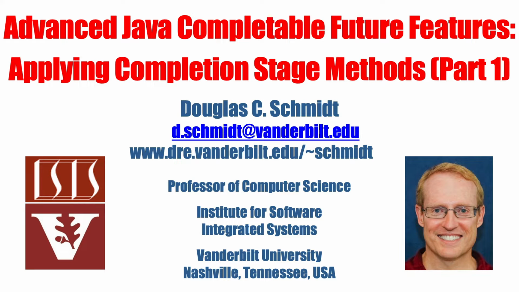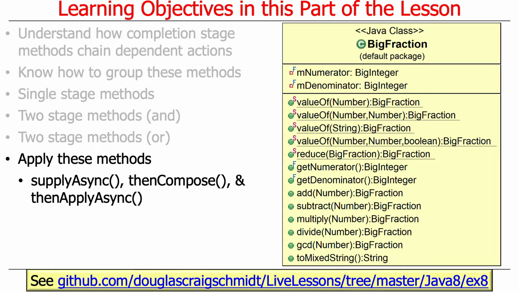So at this point, we've really talked about all the different types of completion stage methods: the ones that trigger when one stage finishes, ones that trigger when both of the previous stages trigger, and ones that trigger when either of the previous stages trigger. So now let's see how these all get applied in an example. And this will be the EX8 project we've been talking about so far.